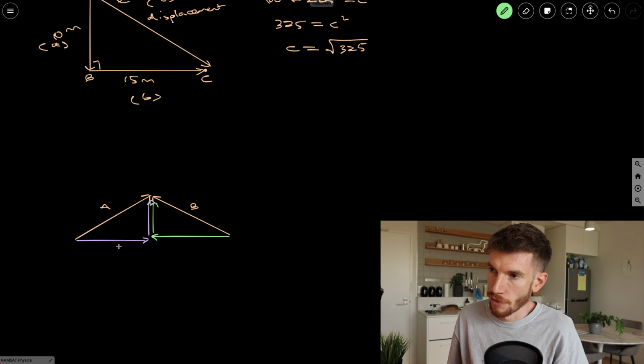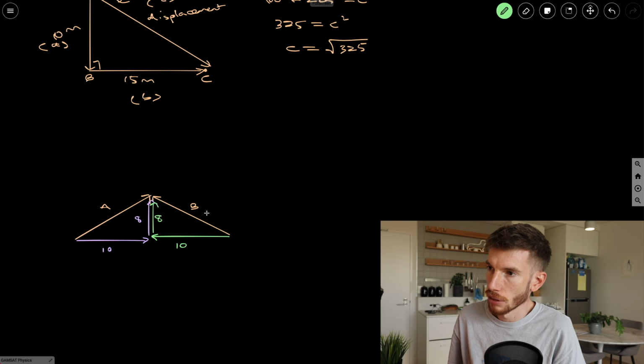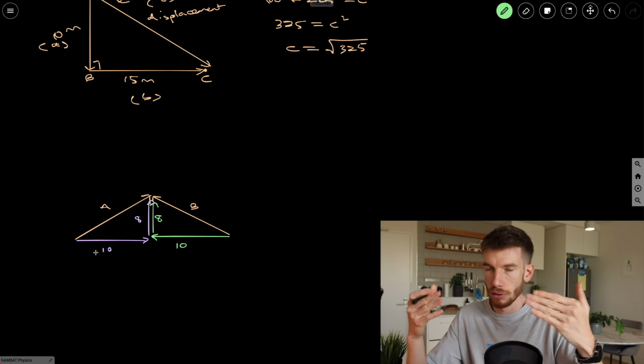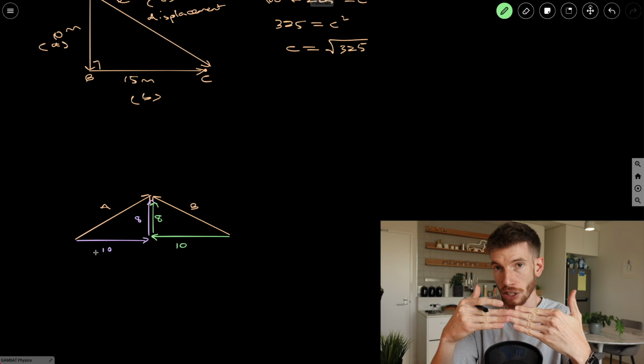So let's say we give them values. I'm making them up here for simplicity, but let's say this one has a value of 10, and so does this one over here. And then over here, this one has a value of say 8, and again, let's just make this one 8 as well. So because the purple and the green horizontal lines are equal but opposite, they're going to cancel each other out.